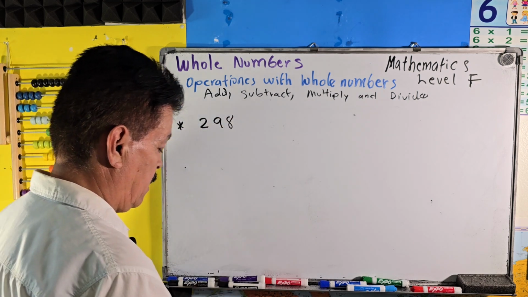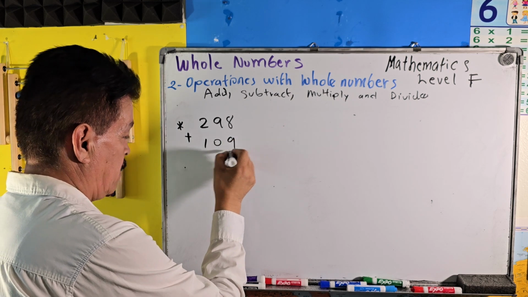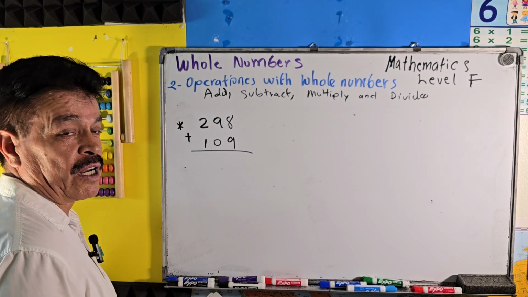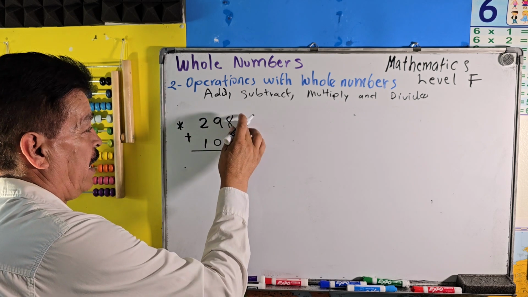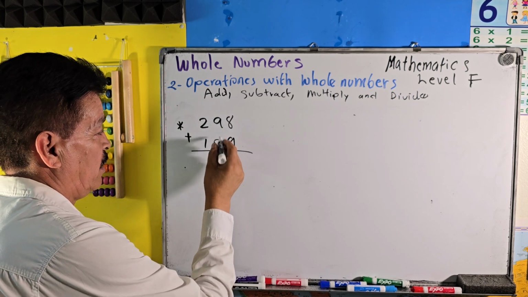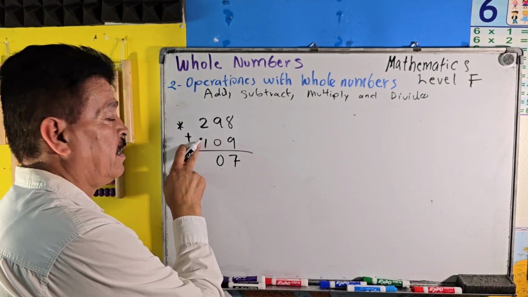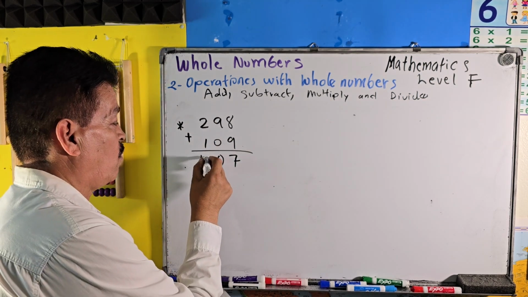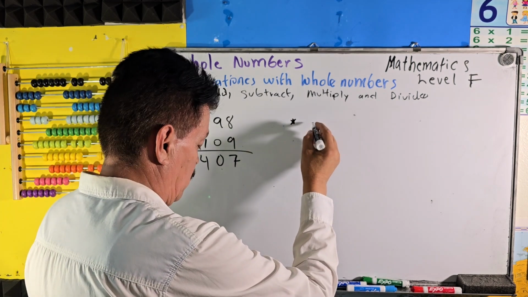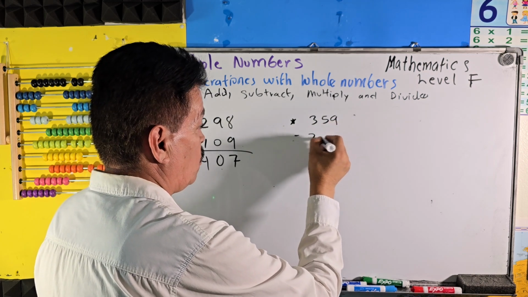298 plus 109, right? We have this addition here. So how do we solve this problem? So 8 plus 9 is equal to 17, and then 1. So 9 plus 1 is 10, and then 1. 2 plus 1 is 3, plus 1 is 4, right? So this one. Now, next one, 359 minus 224.